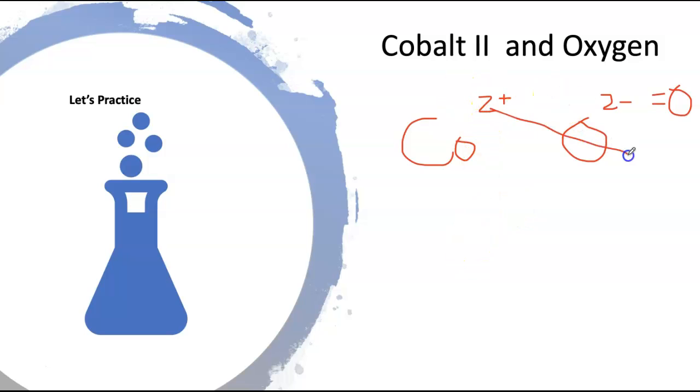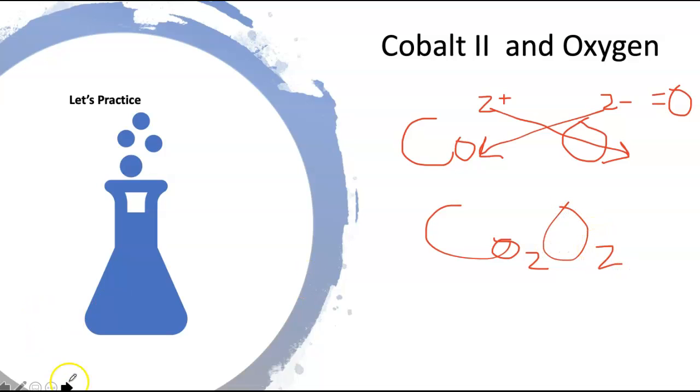Or you can do the cross method. So you actually crisscross those charges. And so we wind up with CoO. Of course, you don't put the charges in there in the formula. And then you would have to reduce those if you're using that cross method. So there is our formula for cobalt-2 and oxygen. Anytime that we would be using that, we would always tell them that it's cobalt-2, because cobalt could be cobalt-1, cobalt-3, cobalt-4.